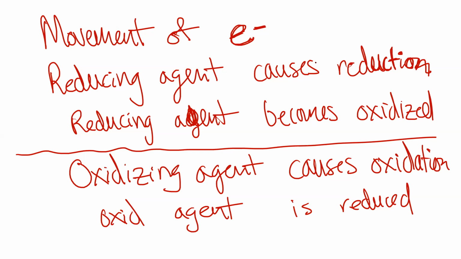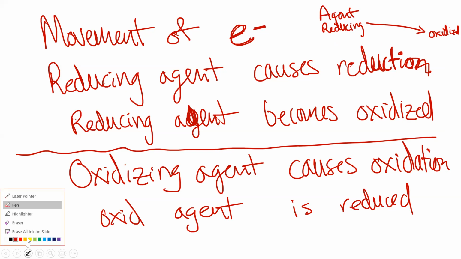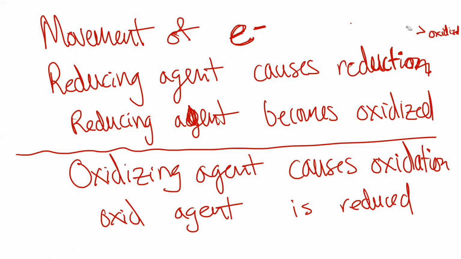And if you need to, you can also say the agent of reducing is the thing that is oxidized. But I don't want to keep doing that because it might get confusing. Sorry, the reducing agent causes reduction. See how easy it is to get lost in the words as well. The reducing agent causes reduction. Therefore, the reducing agent becomes oxidized. That is the clearest way of saying it.